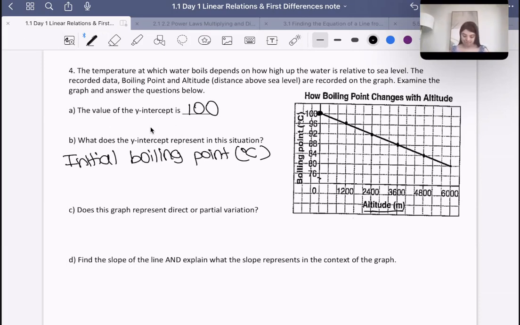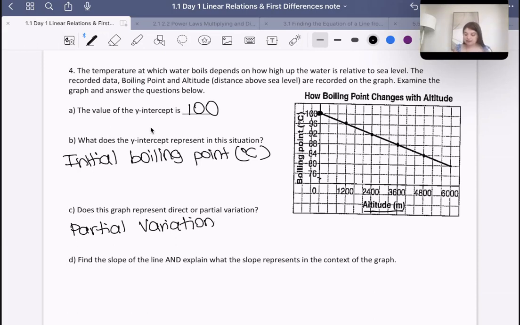Okay. Does the graph represent direct or partial variation? This graph represents partial variation because the y-intercept is not 0. If the y-intercept is 0, then it's direct variation. But because the y-intercept is 100, which isn't 0, it would be partial variation. So let's write that down. Partial variation.